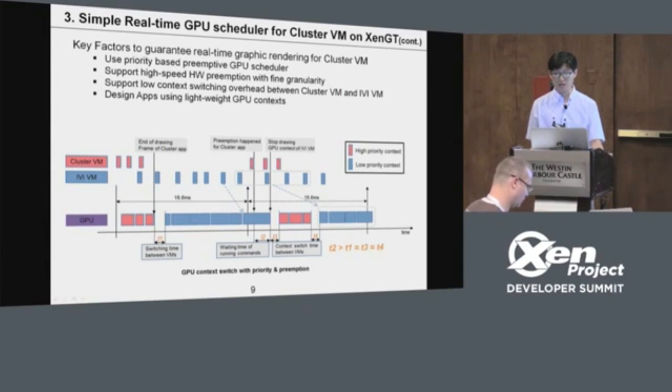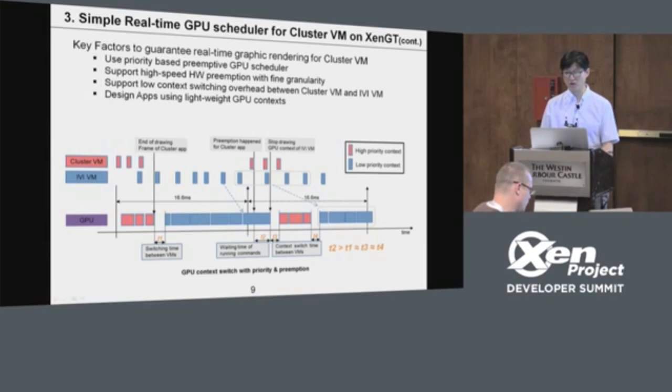In this slide, I'll talk about 4 key factors to guarantee real-time graphical rendering for the cluster application on the cluster VM. Firstly, it should use a priority-based preemptive GPU scheduler. Secondly, the GPU should support high-speed hardware preemption with fine granularity. Normally, the GPU doesn't stop the running GPU context until it finishes the draw call. So a high priority GPU context should wait until the GPU finishes the draw call of the current running GPU context.